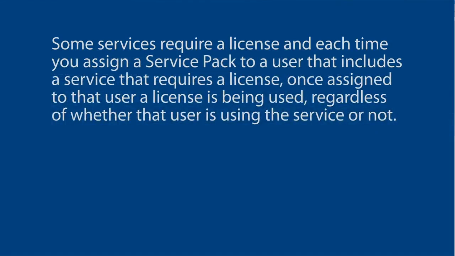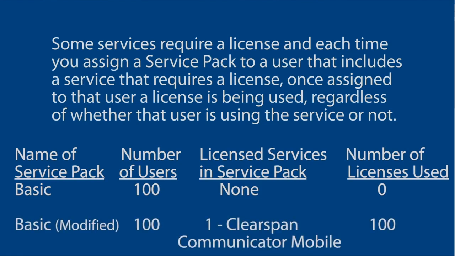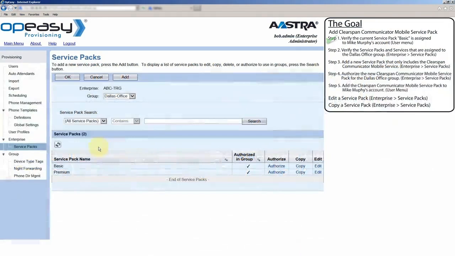As I mentioned before, some services require a license, and each time you assign a service pack to a user that includes a service that requires a license, once assigned to that user, a license is being used, regardless of whether the user is using the service or not. So what I'm saying is that if you have a Basic service pack that is being used by 100 users, and you suddenly add, for example, the ClearSpan Communicator mobile service to the Basic service pack, you just used an additional 100 ClearSpan Communicator mobile service licenses. So just be aware that some services require licenses, and when you change the service pack, you are affecting all users that are using that service pack.